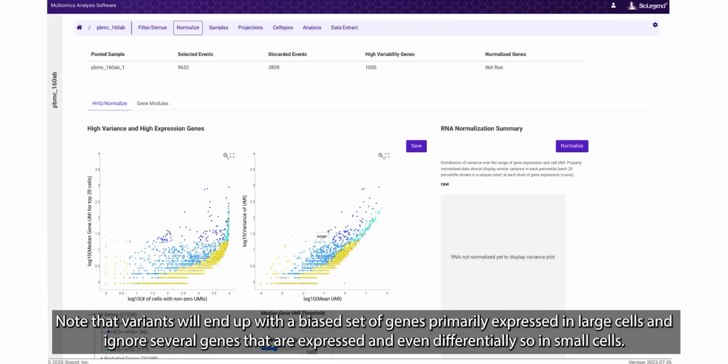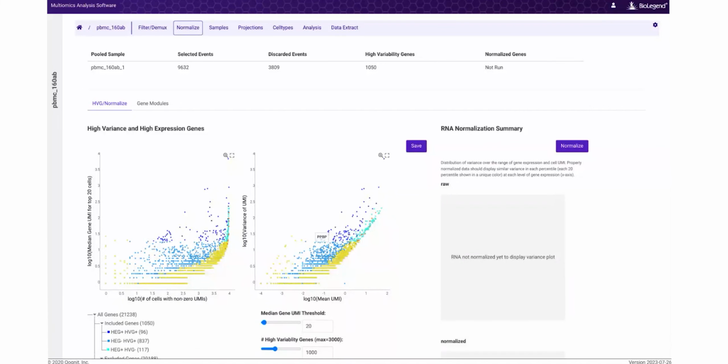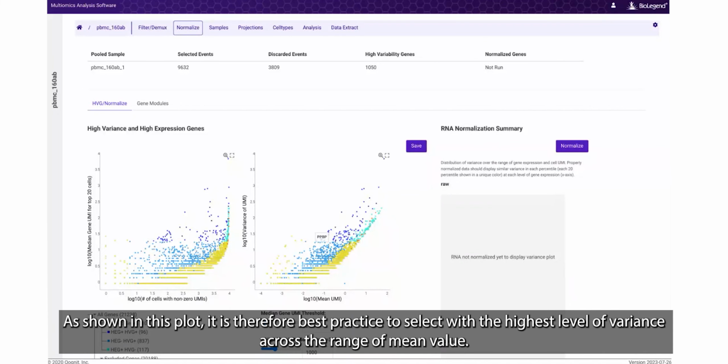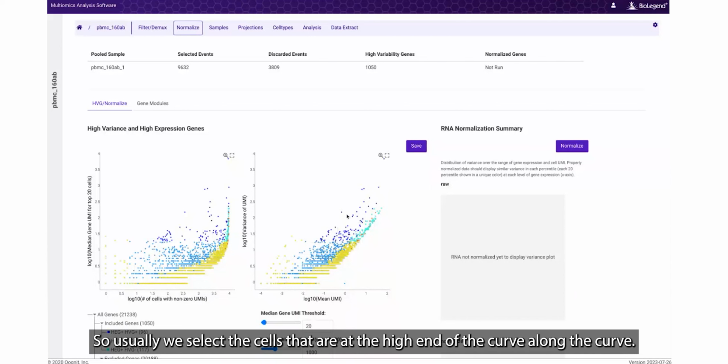Note that variance will end up with a biased set of genes primarily expressed in large cells and ignore several genes that are expressed and even differentially so in small cells. As shown in this plot, it is therefore best practice to select genes with the highest level of variance across the range of mean value. So usually we select the genes that are at the high end of the curve.